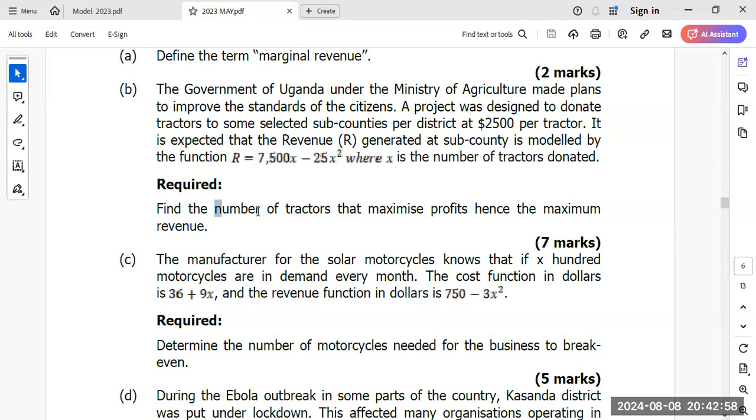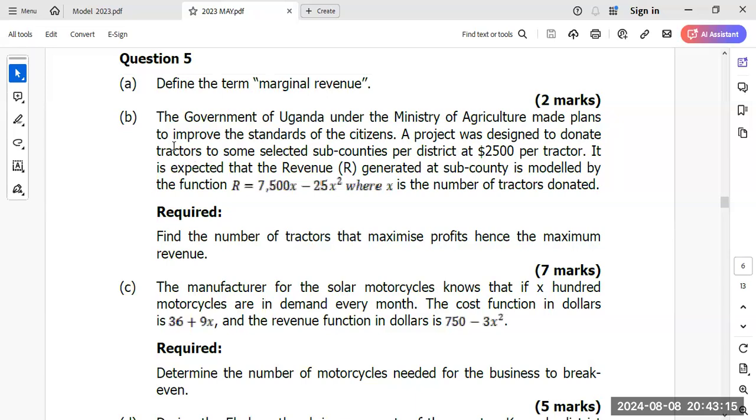So here you need the number of tractors. Then at the end, you also go and look for the maximum revenue. This is like the first one we did. So we need to analyze our question. We ask ourselves, are we given a profit function or not? If you're not given a profit function, you recall how you get profit. To get profit, you get total revenue minus total costs.